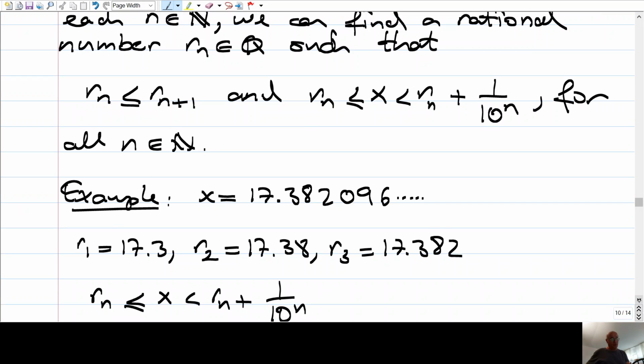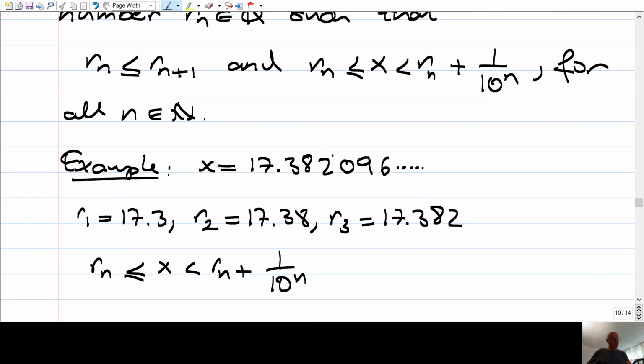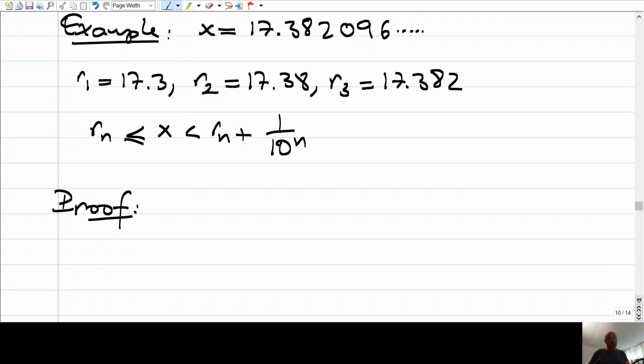For example, if x is this real number, then R1 is this, R2 is this, and R3 is this one. So each time you take one more digit, okay? And the proof is as follows.